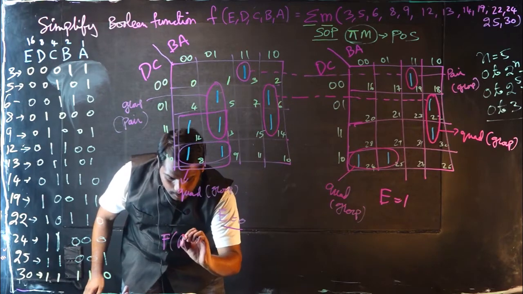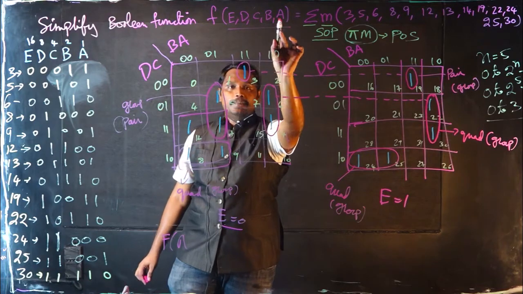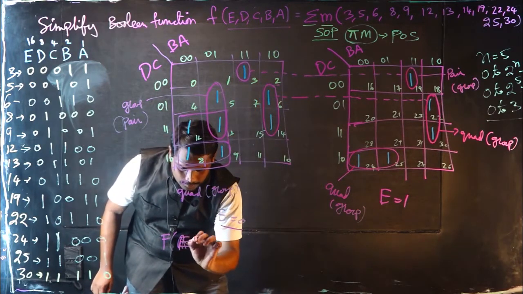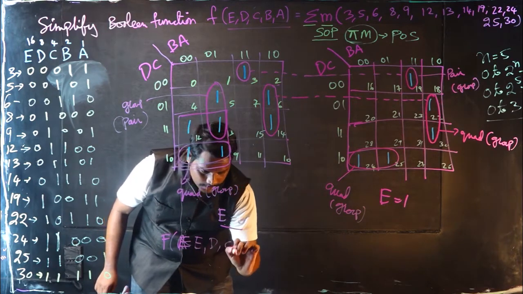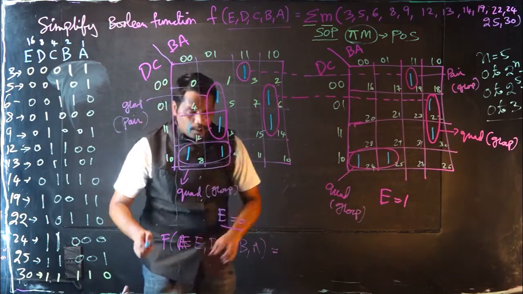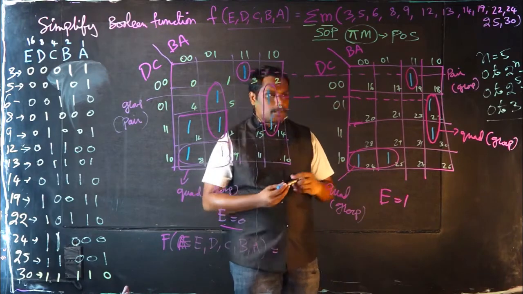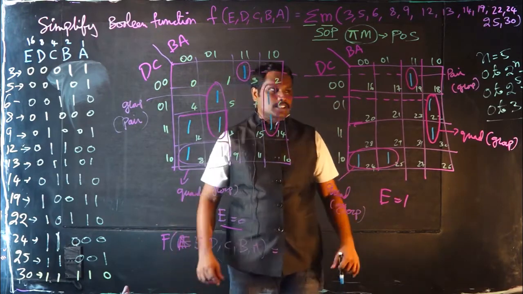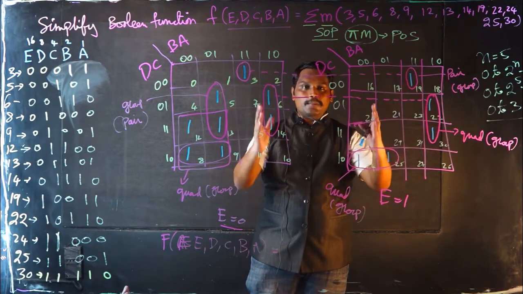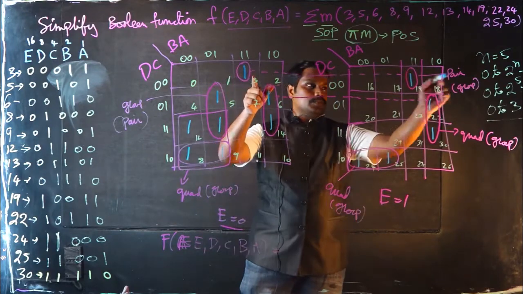F of, as per the same positions you have to take, E, D, C, B, A. So MSB to LSB. Here it is not A, it is represented with E, D, C, B, A. Now I have written the function, and I am going to generate the terms extracted from this 5 variable Karnaugh map. First we will take the expression where both the Karnaugh maps have the same positions, and take those groups into consideration. The first one we will take is this pair group.